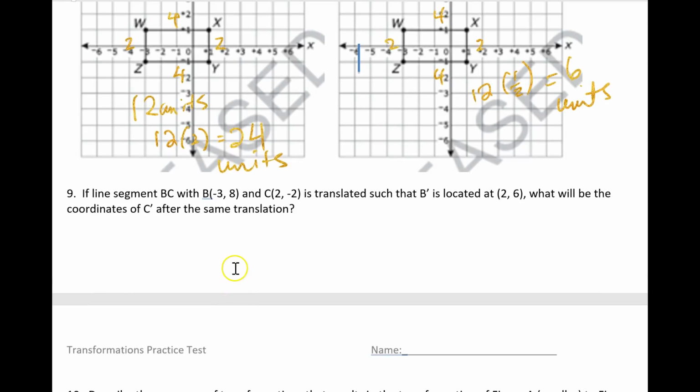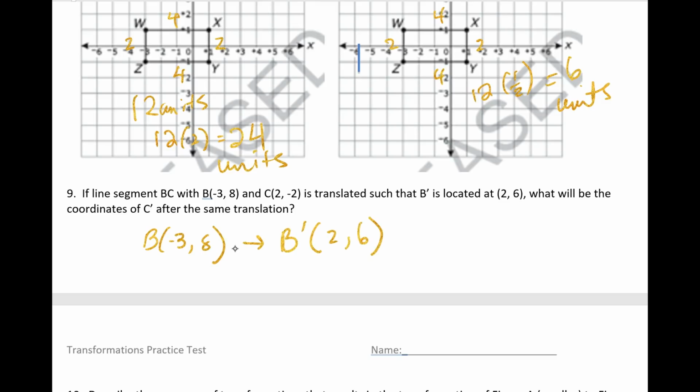If line segment BC with these other coordinates is translated so that B prime is located at 2, 6, what will be the coordinates of C prime after the same translation? Y'all, this is what we just did. Just another practice. If you see it here, you're more than likely going to see it on your test. So B was 3, -3, 8, and then it went to B prime of 2, 6.